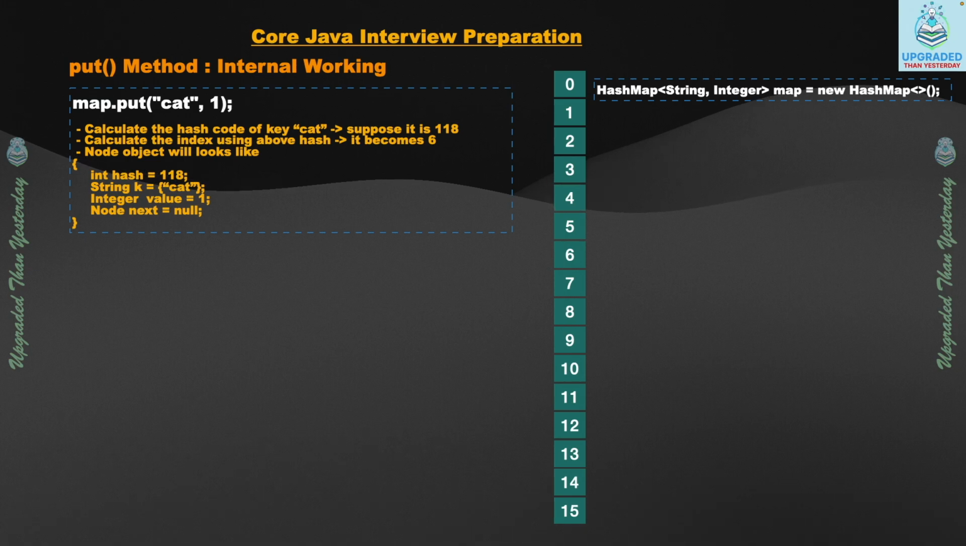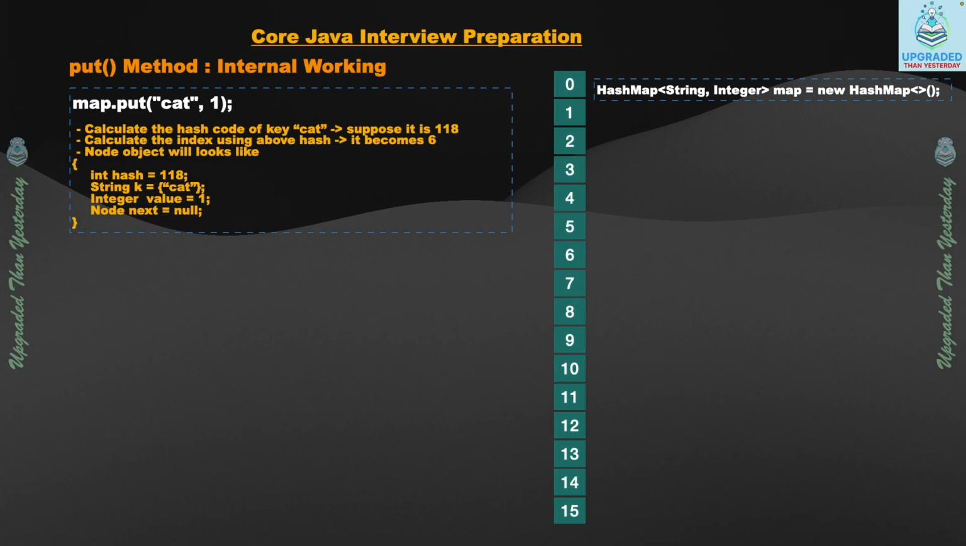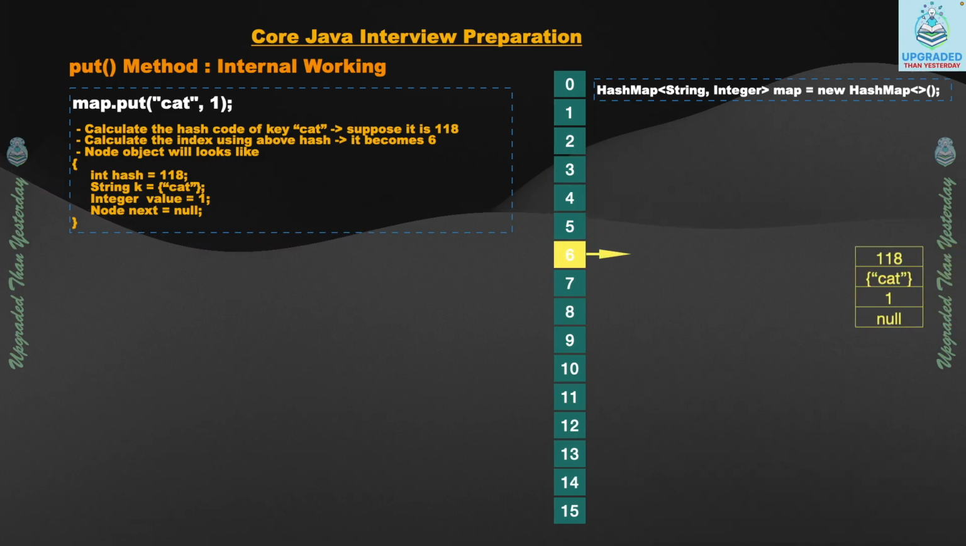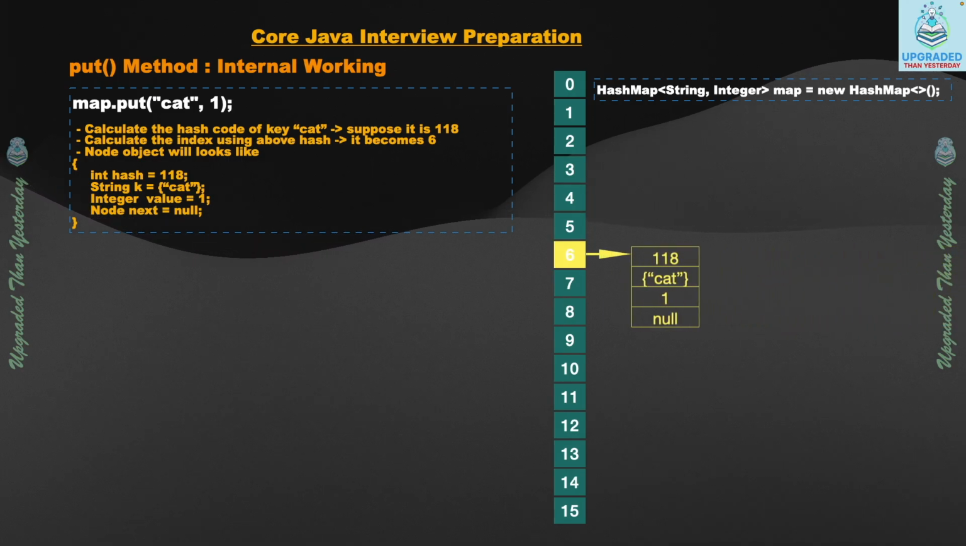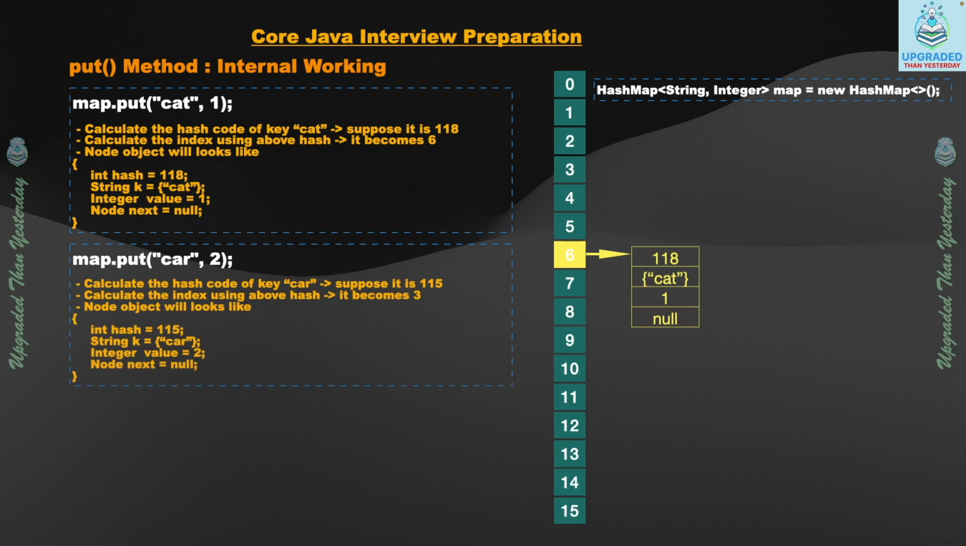So the node object will look like: hash code is equal to 118, key is cat, value is 1, next reference will be null. Look at the animation. At the bucket position 6, the node object for the key cat will be added. Let's put the second entry.